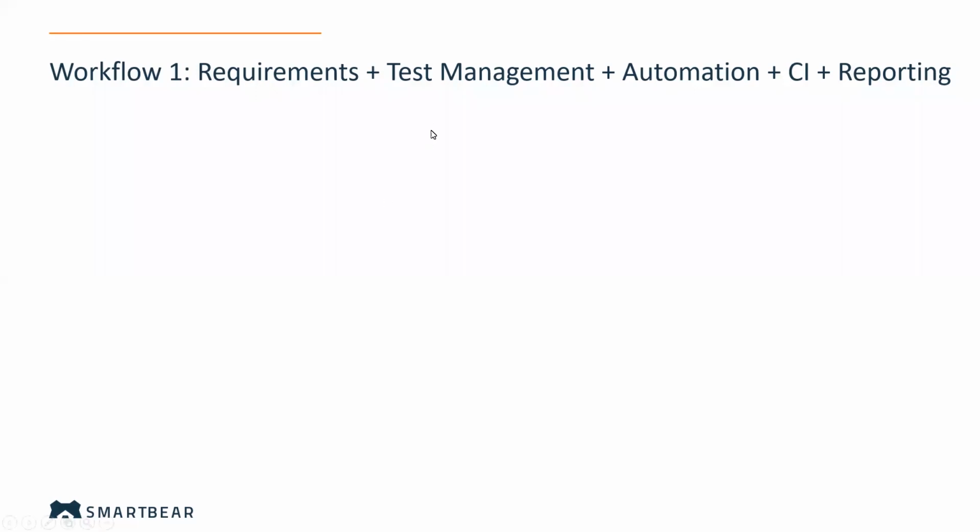All right, so this is a very typical workflow. You have a set of requirements. You have test cases that map to those requirements. And then you have your automation tests that map to those tests that you just created. And then you have a CI tool and a reporting aspect that then closes the loop.